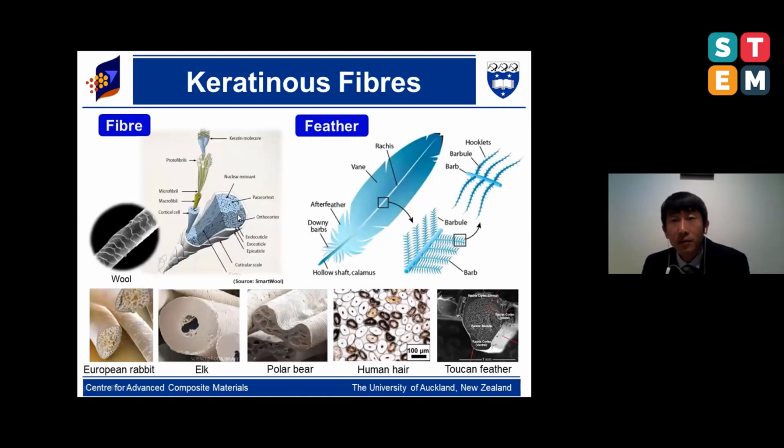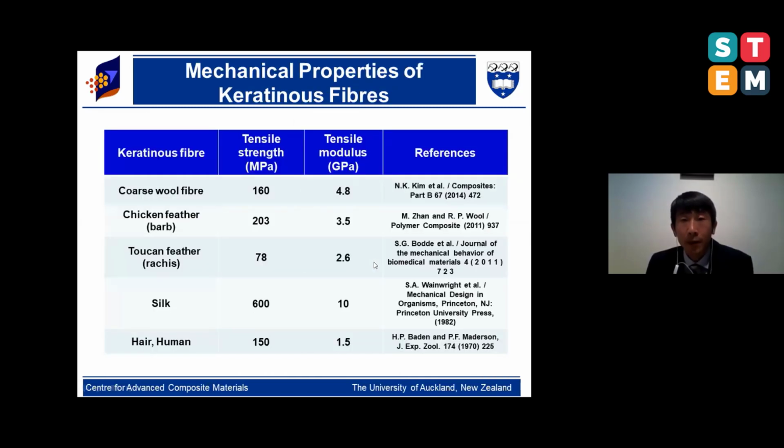Various types of keratinous materials can be used for our experiment. We focus on fiber and feather. As you can see here, the fiber is composed of just a single strand. However, a feather is composed of various parts, such as shaft, rachis, and barb. So when we use the feather, a sorting process is necessary. The mechanical property of the feather is comparable with fiber.